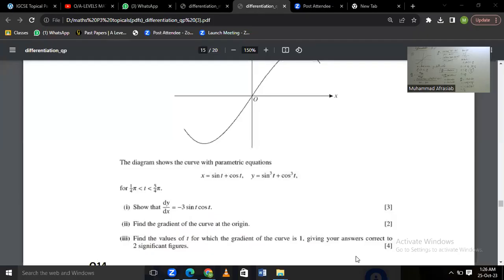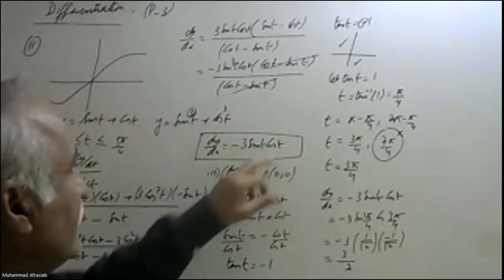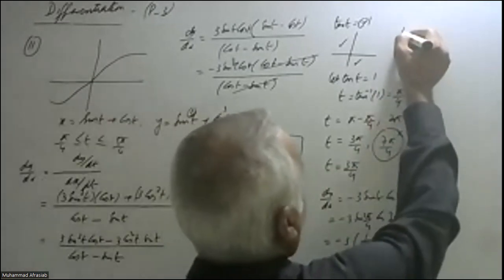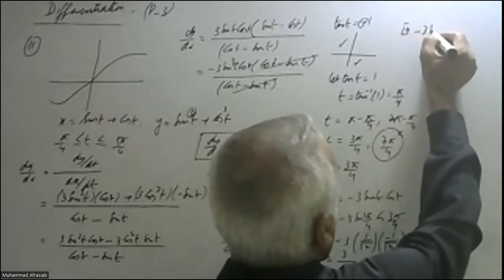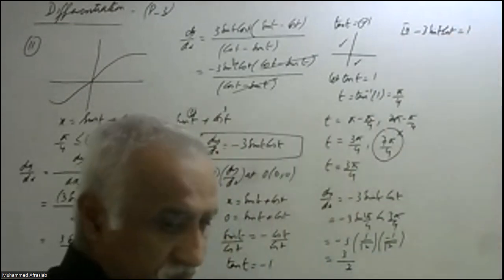And in the last part, find the value of t for which the gradient of the curve is 1. So, as we already know, the gradient of this curve is -3 sin t cos t, and that is equal to 1.